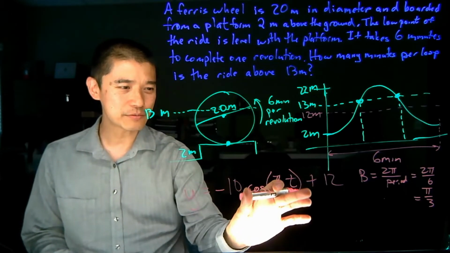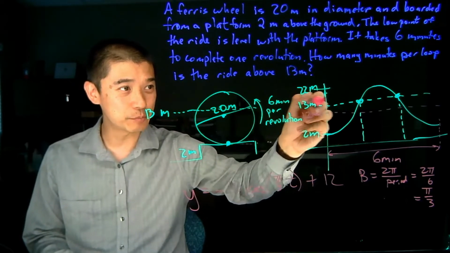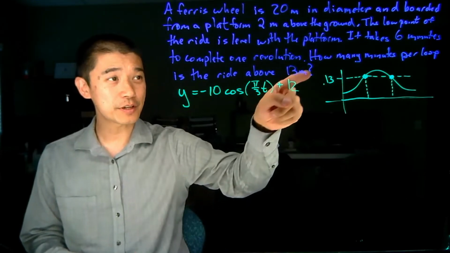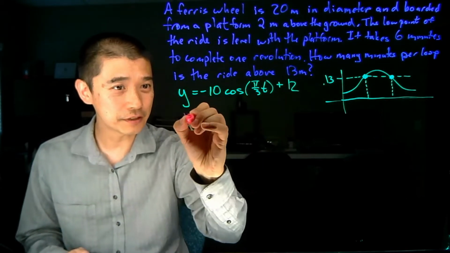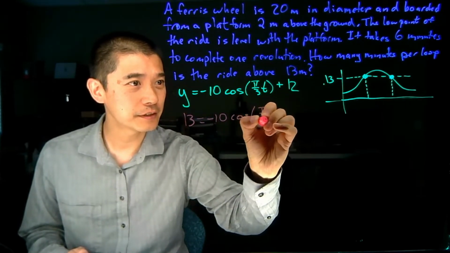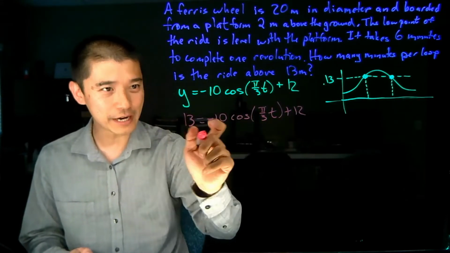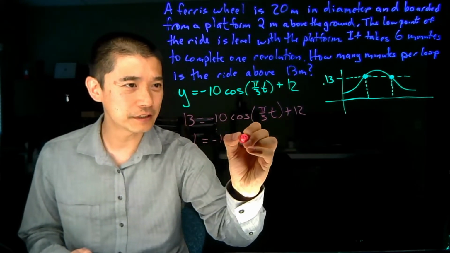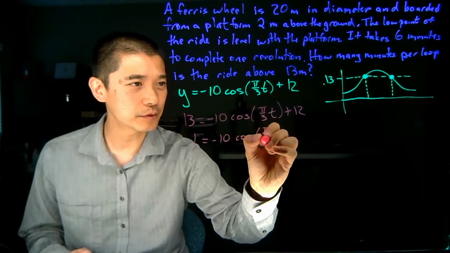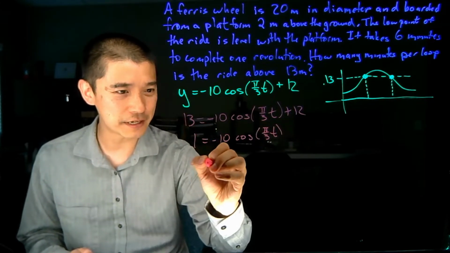And just like with the last one, we're going to need to solve for this to figure out what times the passenger will be at 13 meters of height. So just like last time, we're going to substitute in our value. In this case, it's 13. Negative 10 cosine pi over 3t plus 12. And we need to isolate the cosine term, so we're going to subtract 12. One is negative 10 cosine pi over 3t. Divide both sides by negative 10. And at this point, we're also going to swap the sides.